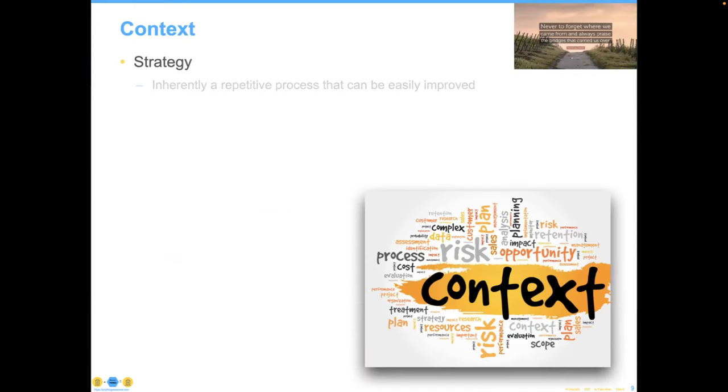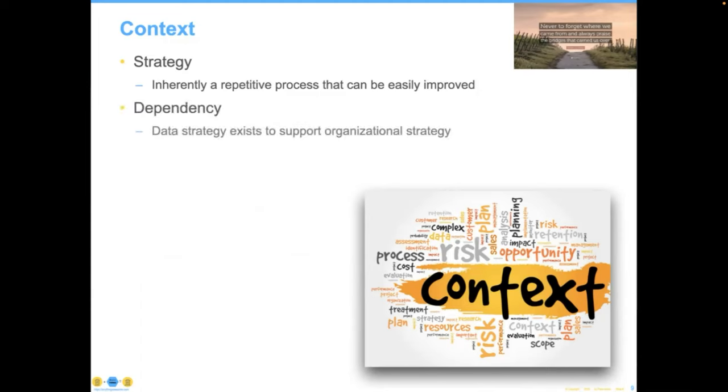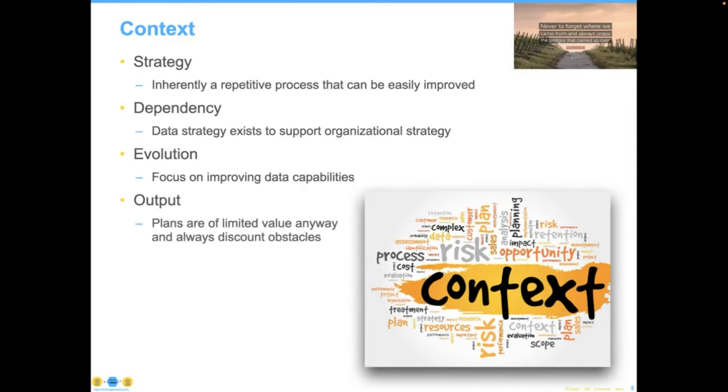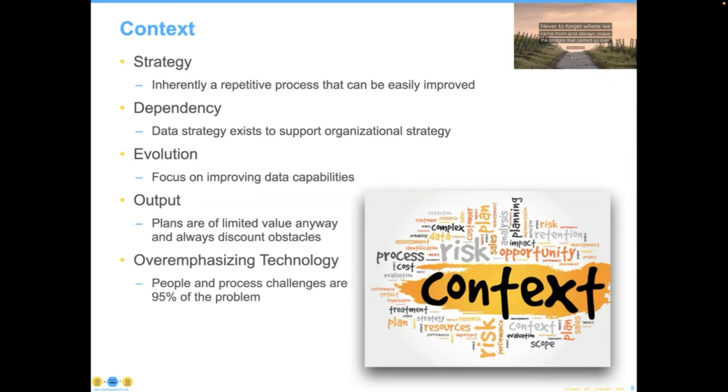A little bit of context here: strategy is a repetitive process that can be improved. There is dependency in the sense that the data strategy exists solely to support the organizational strategy. The evolution of the strategy should be looked at in context of it providing additional capabilities or improving the existing capabilities that you have, and the actual outputs of the plans are of limited value. Just go back a couple of years and look at everybody's strategic plan that didn't include being locked down for a couple of years while we waited out a pandemic.